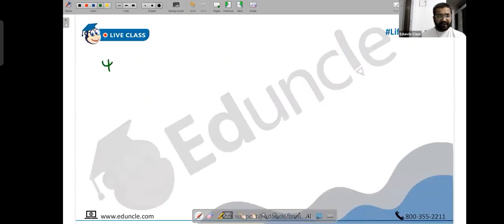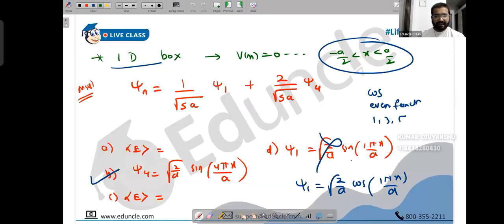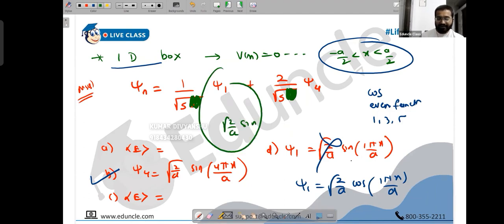Let's find average energy. So they have given us psi n, which is 1 upon root 5a psi 1 plus 2 upon root 5a psi 4. By the way, there is a small mistake. Since I've written psi 1 already now, I shouldn't write a. Just 1 upon root 5 and 2 upon root 5. Make this correction, please. Why? Is it wrong? I think because psi already has root of 2 by a sine. No? It already has root of 2 by a.